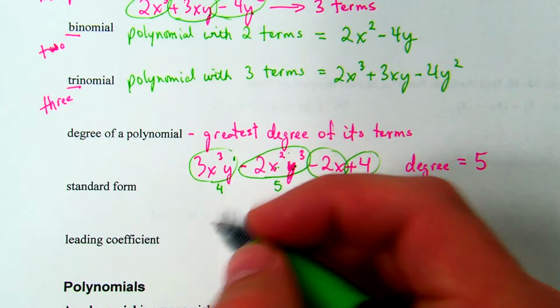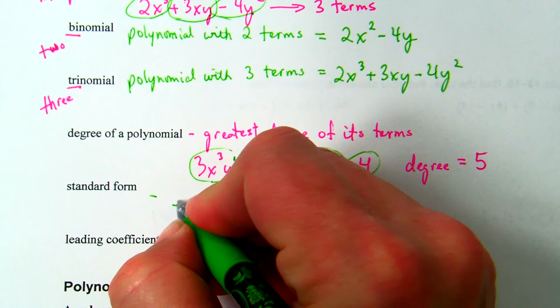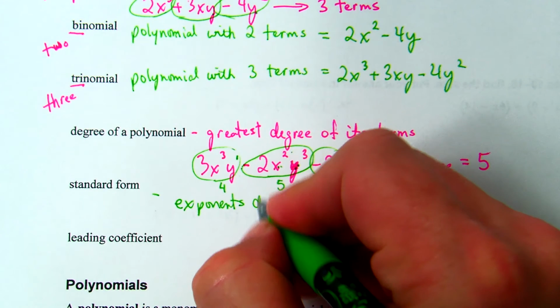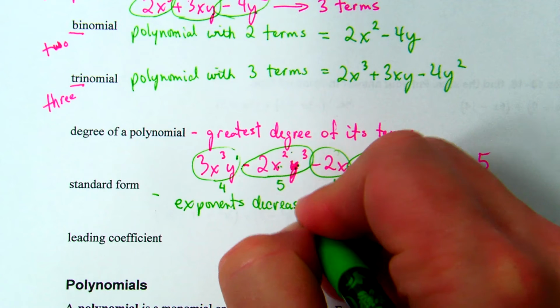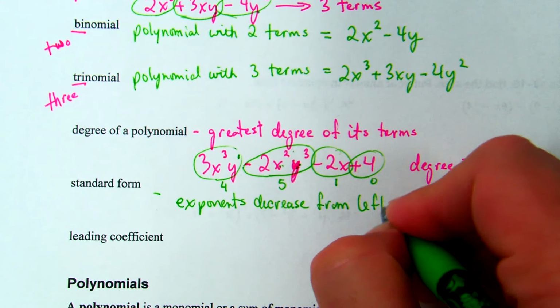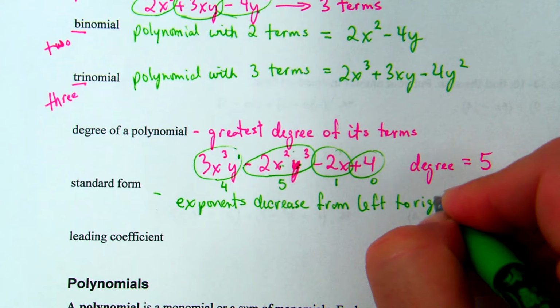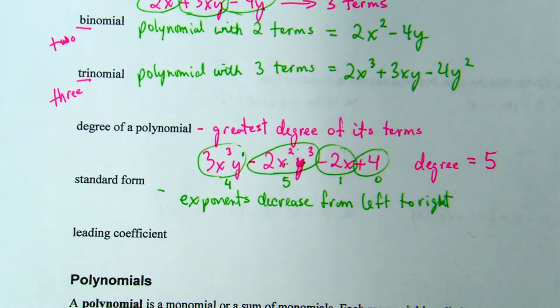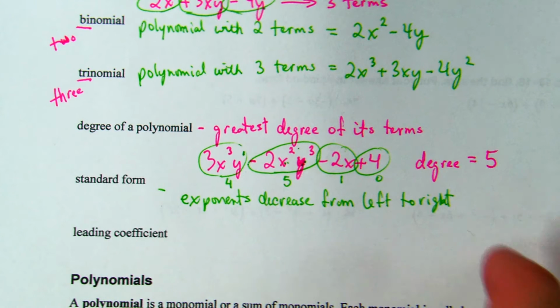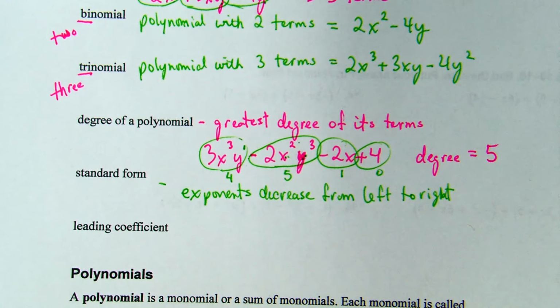All right, so standard form. Standard form: exponents decrease from left to right. Okay, so the way you would write certain expressions, you're going to put them decreasing by their exponents from left to right.